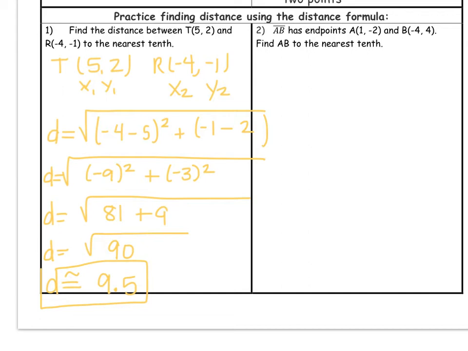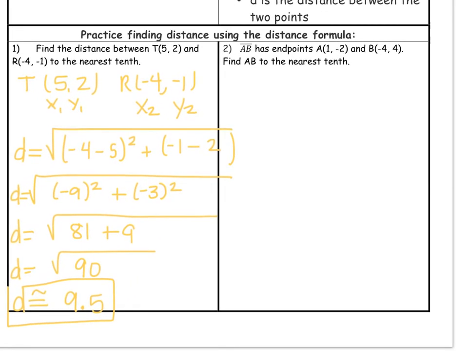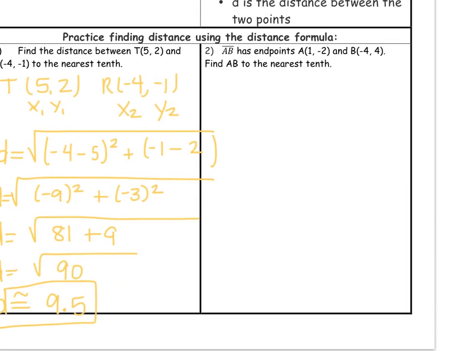So go ahead and try problem number 2. AB has endpoints of A, which are 1, negative 2, and B, which are negative 4 and 4. We need to find the length of AB to the nearest tenth. So this is where you might want to pause the video, work out the problem on your own, and then start the video again and you can check your answer.